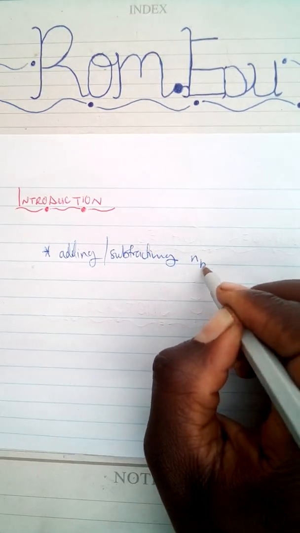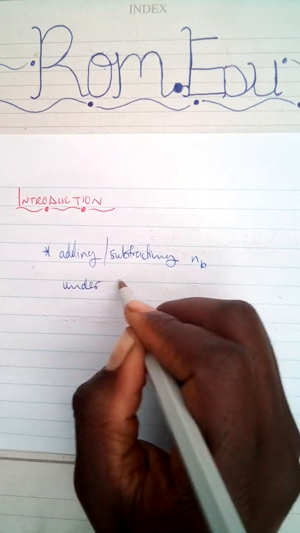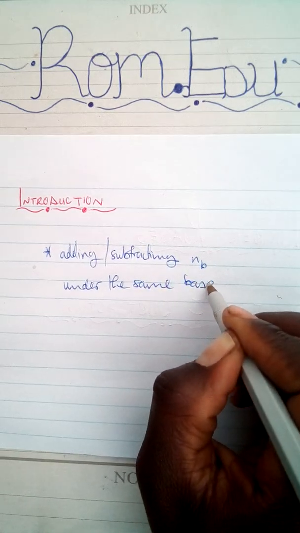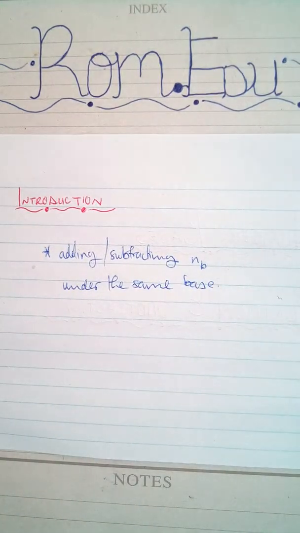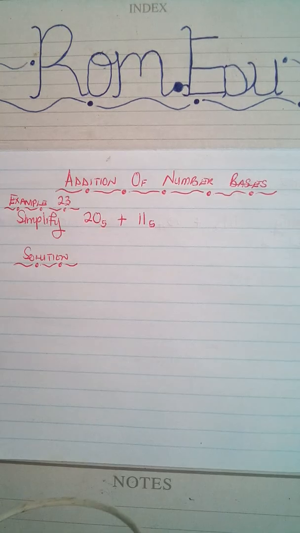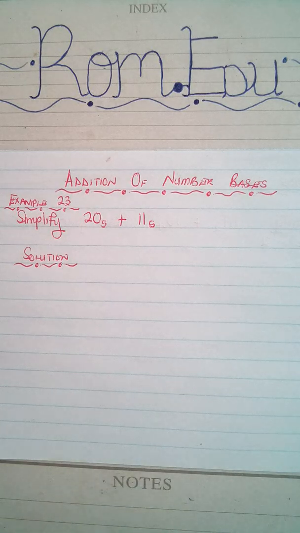number bases, you have to make sure that they are under the same base. So this is quite important. Whenever you're adding numbers in different bases, you have to make sure that you put them first under the same base. So let's look at example number 23, which says simplify 20 base 5 plus 11 base 5.